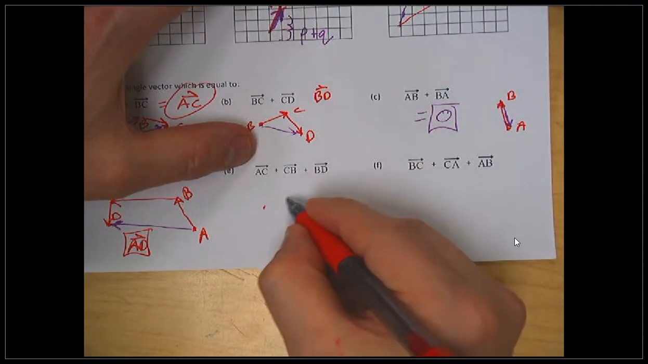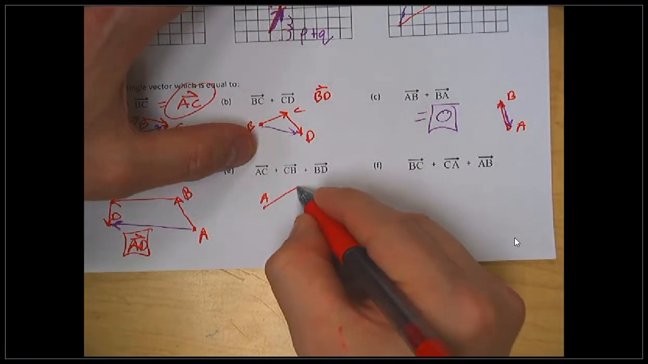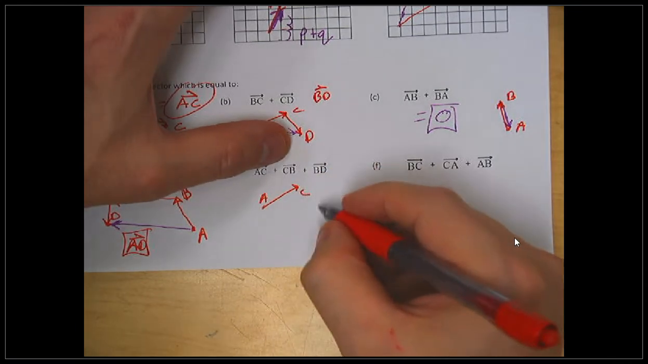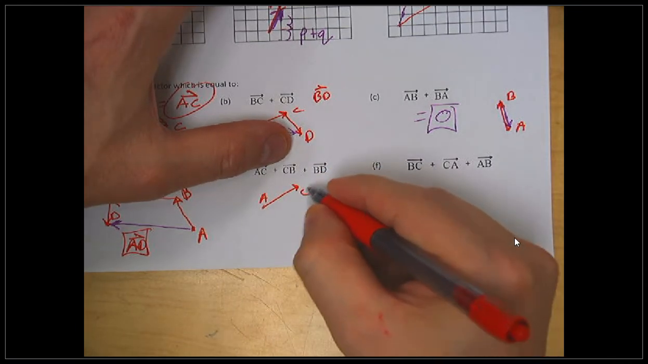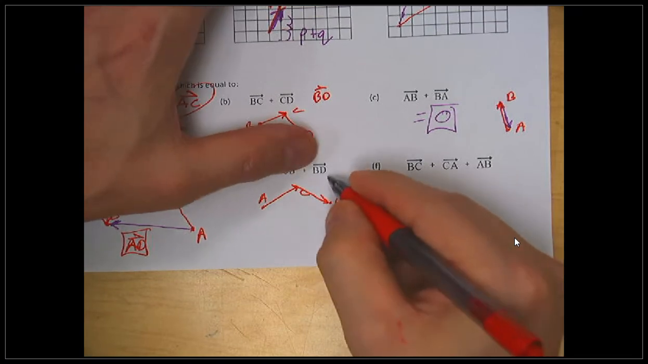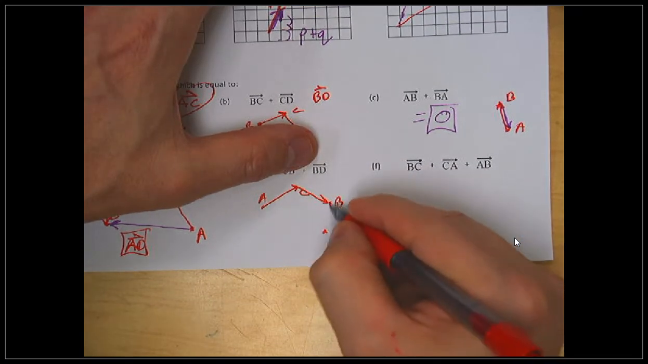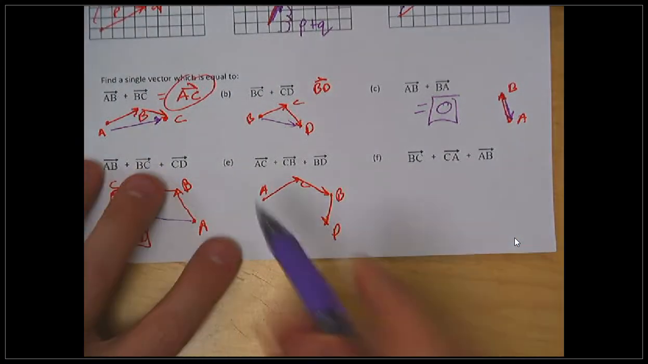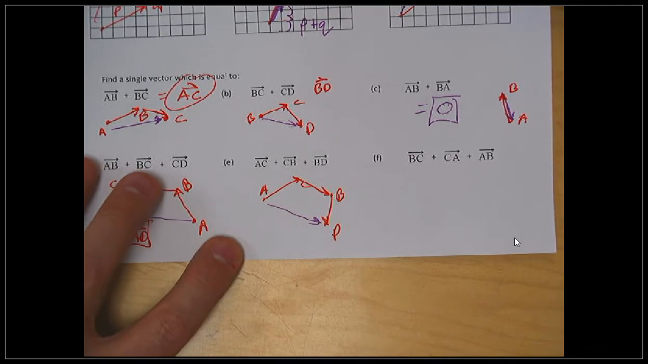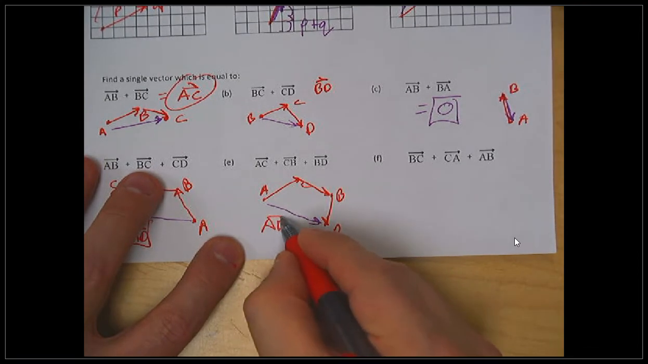All right, 2 more. We have A to C, this vector here. We have a vector from C to B. We'll say B is over here. So we have this vector, and then B to D. D is down here. So our resultant vector is going to be this vector here, which is A to D.